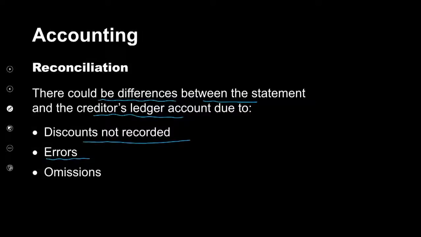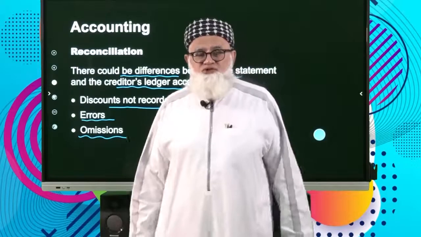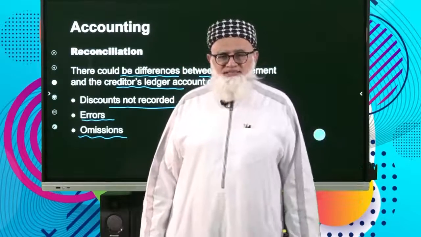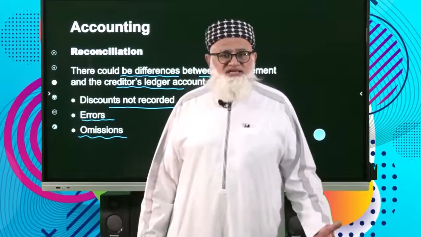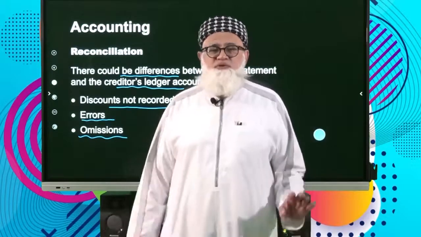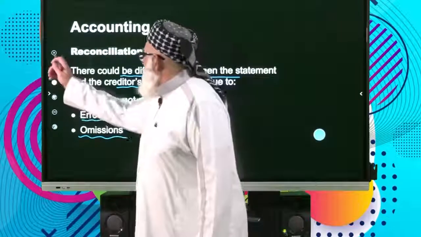Then you have omissions, right? Omissions just means that it hasn't been entered, it's omitted, it's left out. So there could be a situation where a particular invoice was not captured by us, and as a result, we've received it, but because we've omitted it, it's resulting in a difference between the statement and the creditor's ledger account.